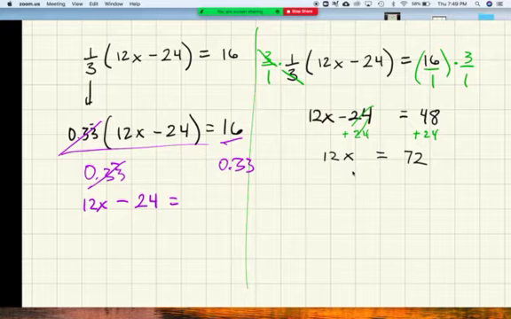12x. So then I would divide by 12. That cancels that out, leaves the x. And then I divide 72 by 12, which would equal 6. Yep. So x equals 6. That's what I got.